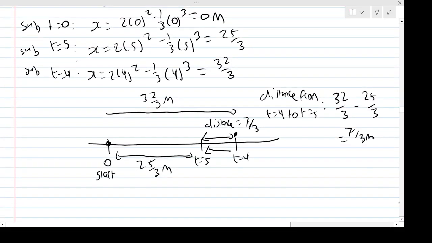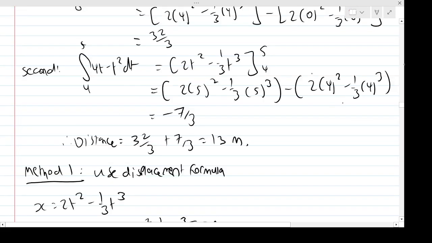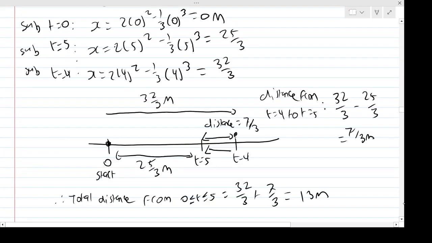right? And so therefore the total distance between 0 to 5 is going to be 32 over 3 add 7 over 3, which is 13. And hopefully you remember that's the exact same answer we got at the end of the integration method. And so there we are.